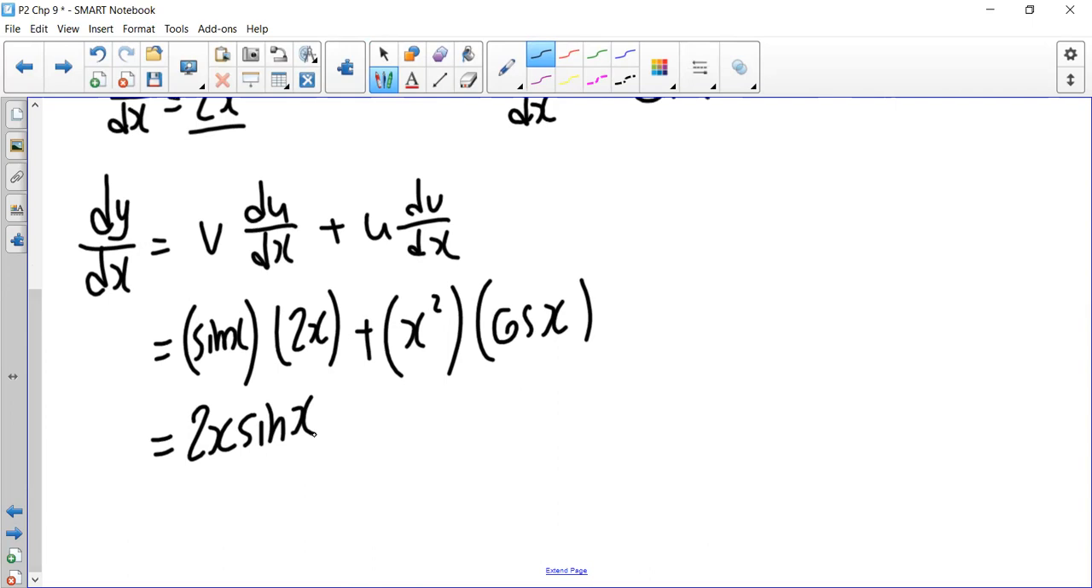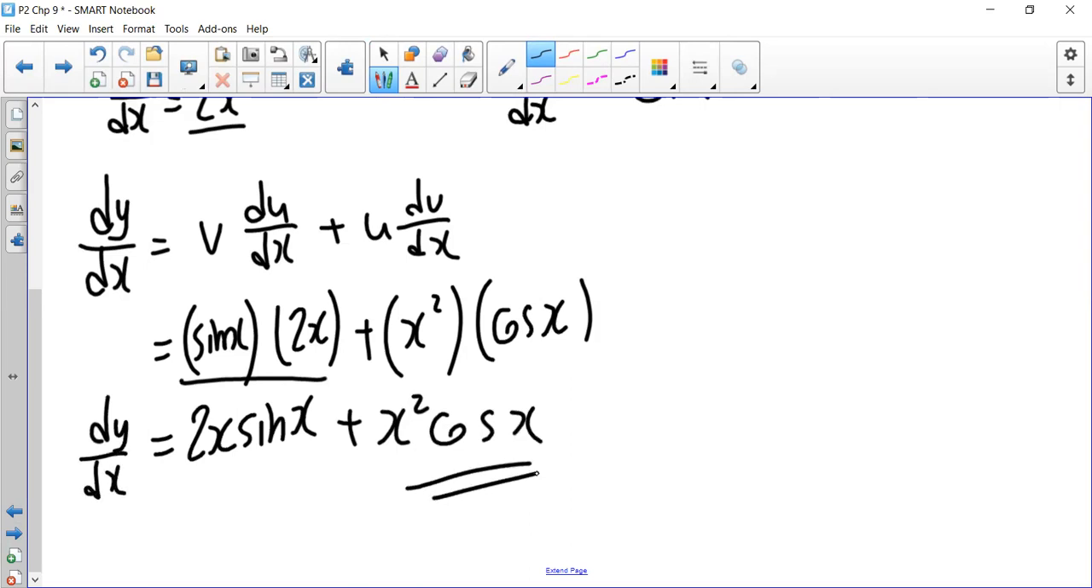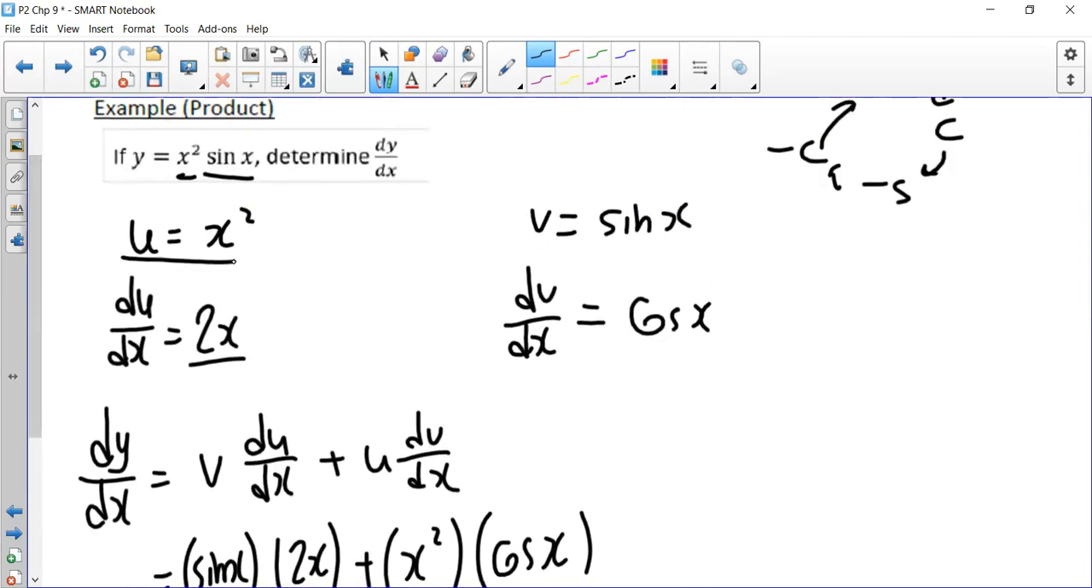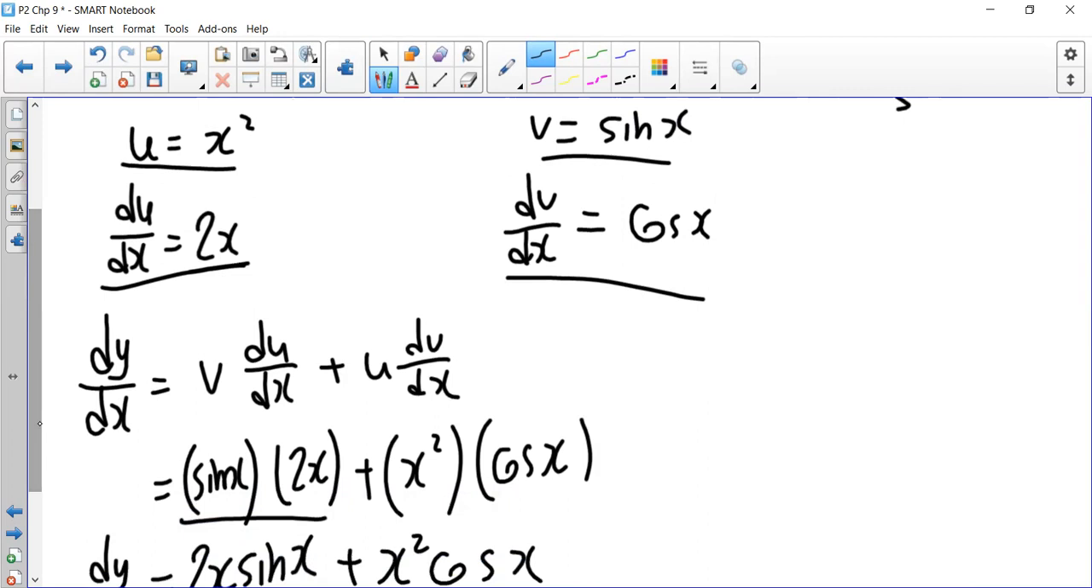One question you might ask: can you not write it as sine x times 2x? Yes, you can, but there is a way we write algebra. We tend to write the trig terms at the back of the term. Sine x is the trig function, so we usually put it at the end of the same term: 2x sine x. On the second term, we write x squared cos x. And that's your dy by dx. That's the answer; we can't simplify further. So for the product rule: let u, let v, differentiate both, and then use the formula v du plus u dv.